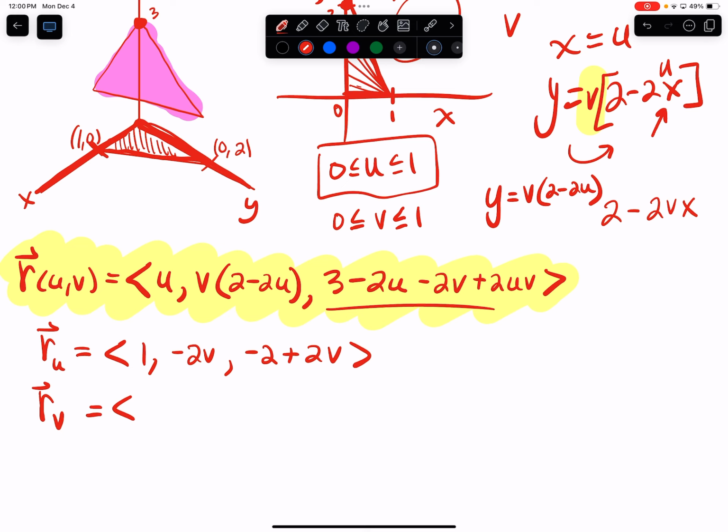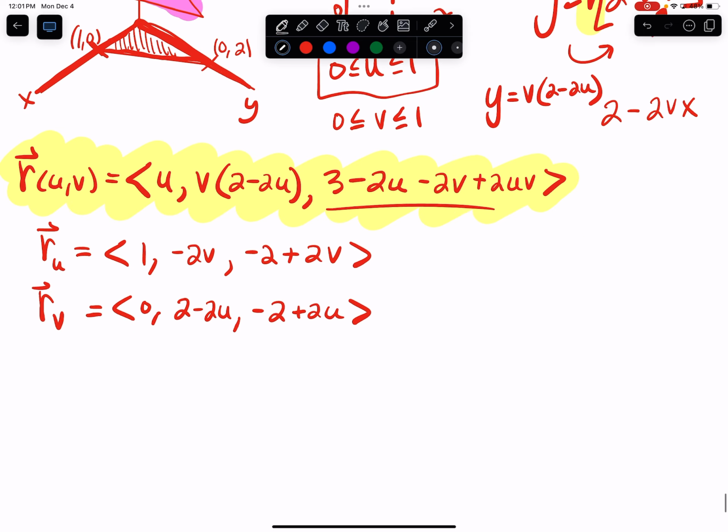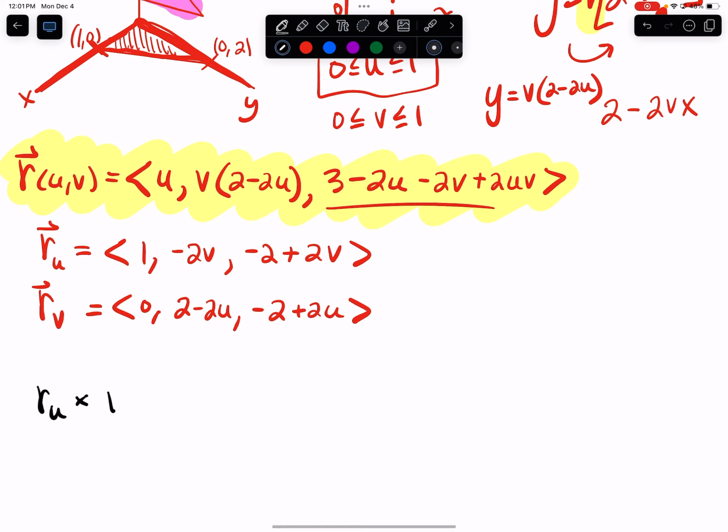Now R_v. What's the derivative with respect to v here? 0. The second one, 2 minus 2u. Good. The last one, negative 2 plus 2u. Good. Now this one's going to be a little bit better for us: R_u cross R_v, with i, j, k.